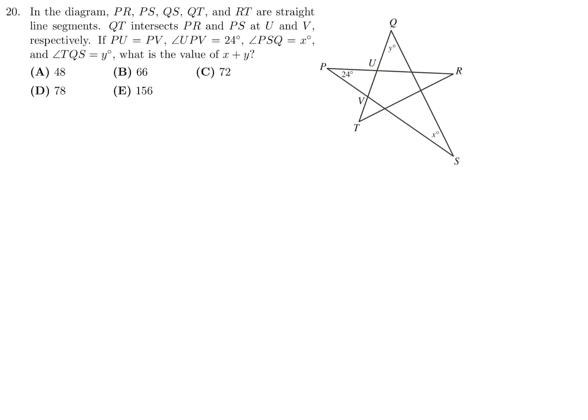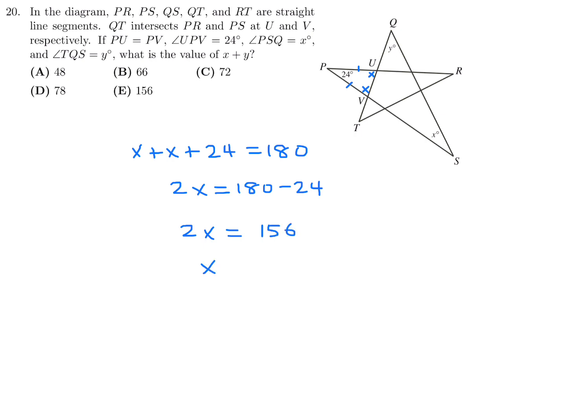PU is equal to PV. So this is equal to that. So that means this angle must be the same as that angle. So that means that x plus 24 is equal to 180. So 2x is equal to 180 minus 24, and that means 2x is equal to 156, and therefore x is equal to 78. So instead of putting these x's, I can put in 78, if I can squeeze them in. So 78 here, and 78 there.